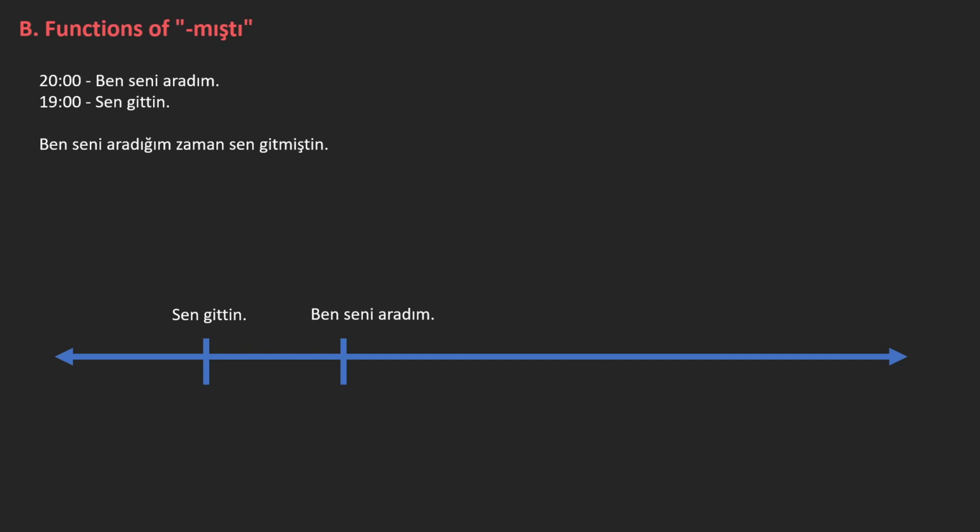And Vio, correct. Seni aradığımda sen gitmiştin. Yes, you can get rid of the zaman part.